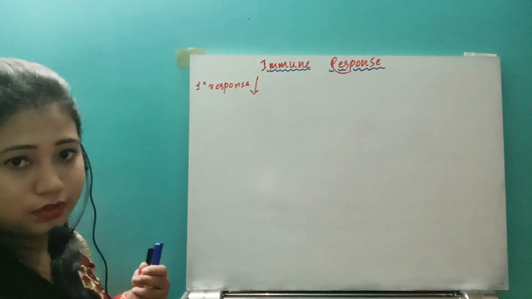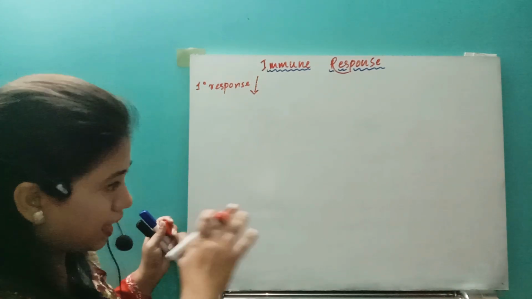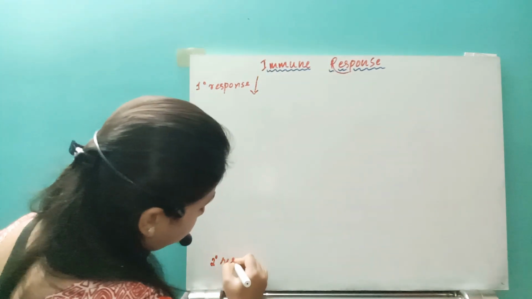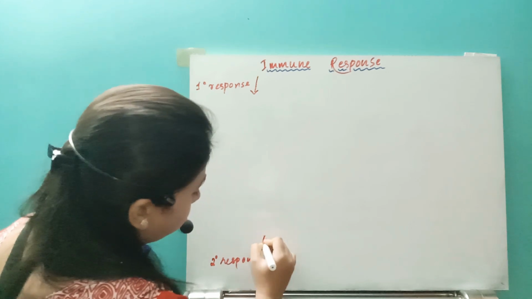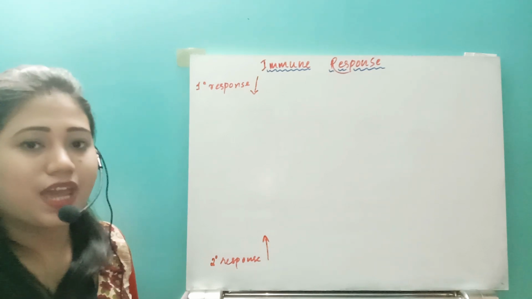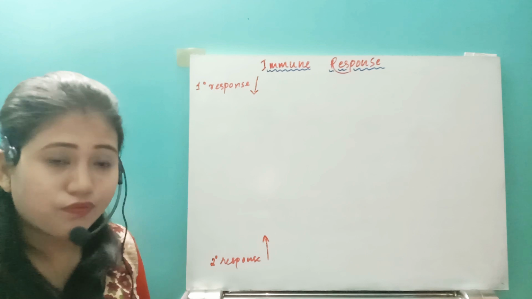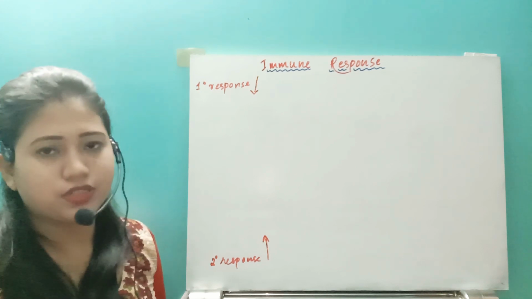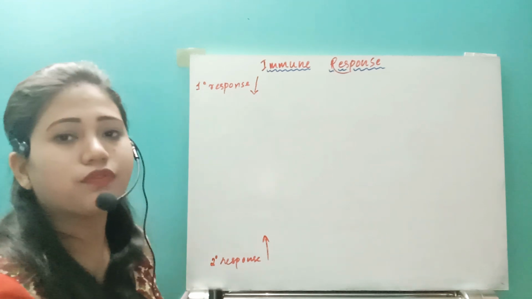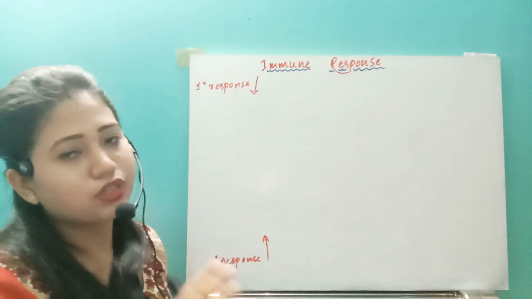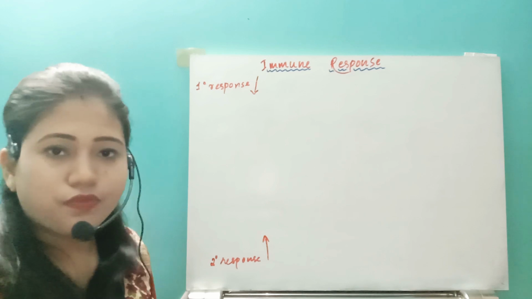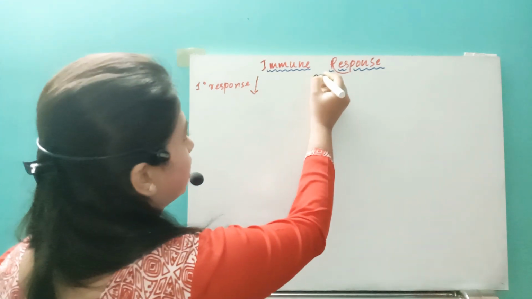From top to bottom, right? In this diagram we will see primary response this way and secondary response this way in the opposite direction. So just see what is primary response and secondary response. First of all, forget about everything and just concentrate on this. Even if you don't know anything, you will be able to understand easily what is primary response and secondary response. First of all, this is our pathogen.